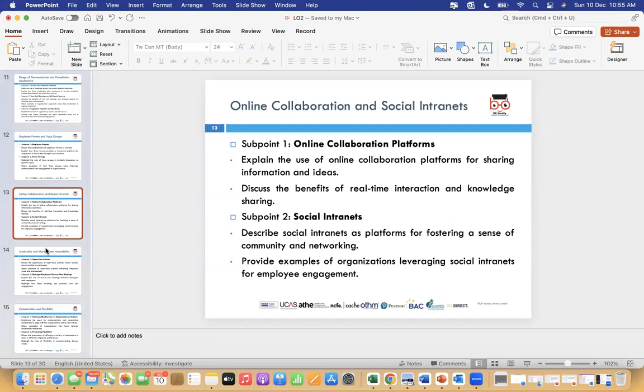Then online collaboration platforms and social intranets. Online collaboration is very straightforward. We know what this is: sharing ideas and information, having interactions amongst each other, giving different suggestions and coming up with new ideas. Whereas a social intranet can be a platform or a Facebook-like page or a community, coming up with different suggestions again, but helping employee engagement.